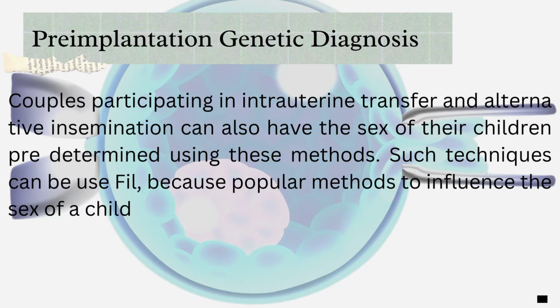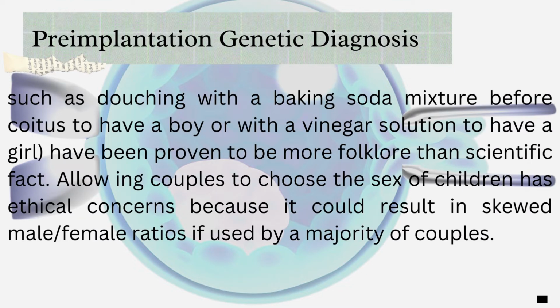Ang mag-asawang kasali sa altered transfer ay may kakayahan silang pumili ng kasarian ng kanilang anak. Douching with a baking soda mixture before coitus to have a boy or with a vinegar solution to have a girl have been proven to be more folklore than scientific fact. Allowing couples to choose the sex of children has ethical concerns because it could result in skewed male or female ratios if used by the majority of couples.